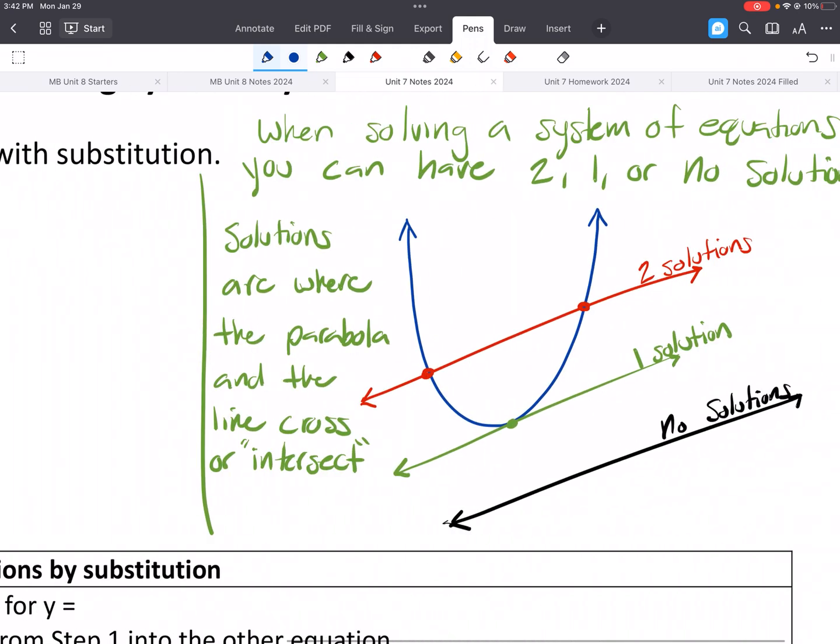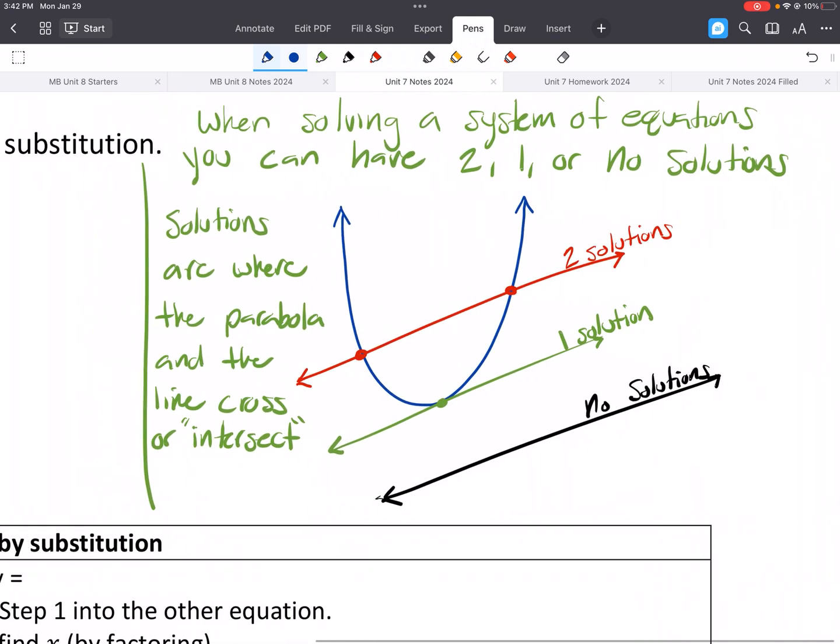Looking at it graphically, this is kind of what solving systems is. If you have two lines, or for this example, we have a parabola and a line, the solutions of a system are where these two equations intersect, where they cross. For this unit, we're going to have either two solutions, one solution, or no solutions.